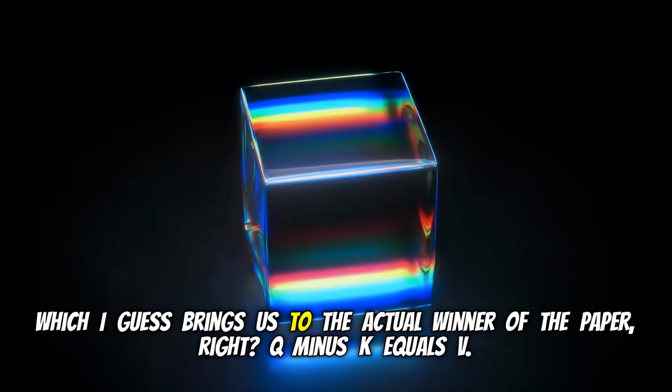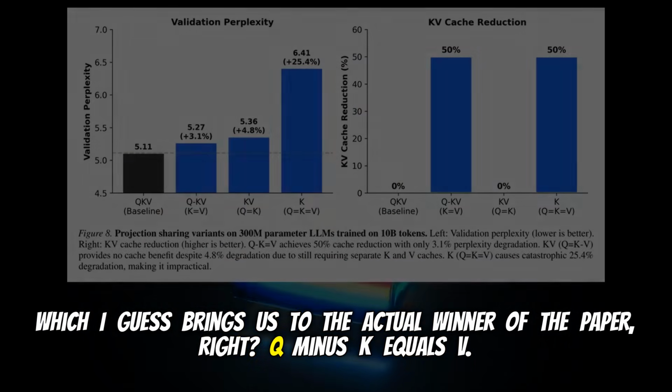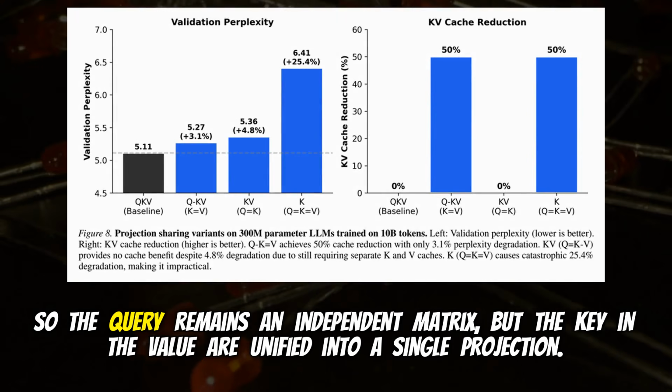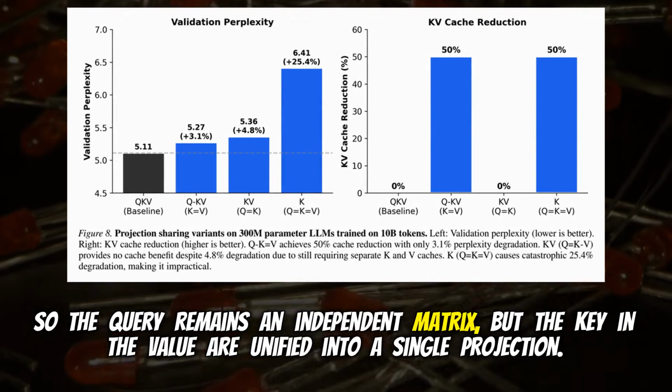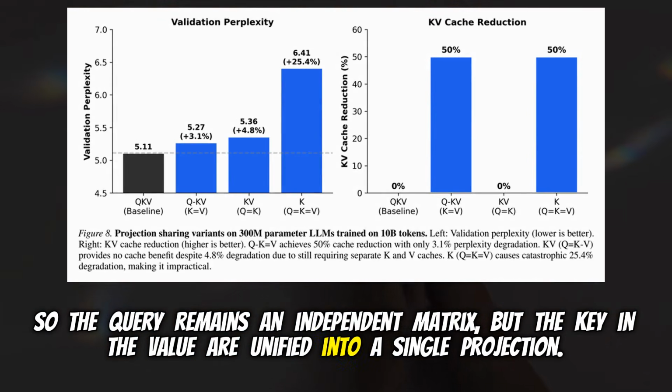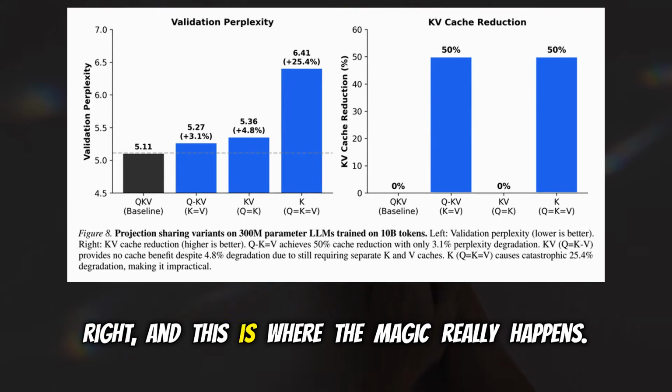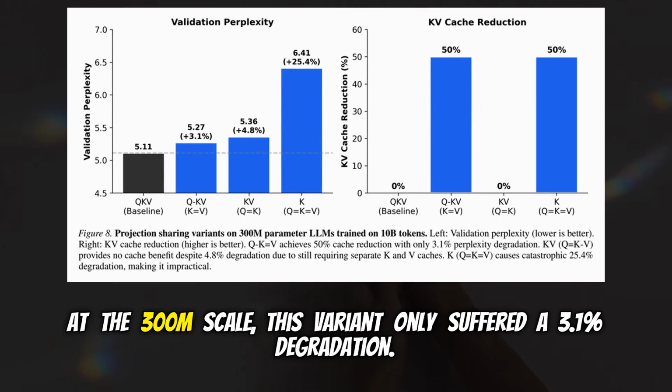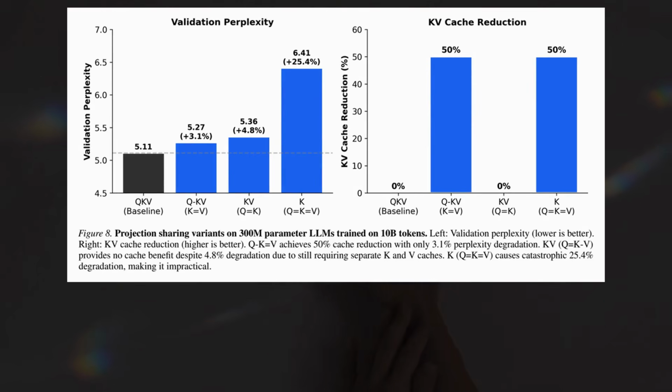Which I guess brings us to the actual winner of the paper, right? Q minus K equals V. Yep. So the query remains an independent matrix, but the key and the value are unified into a single projection. Right. And this is where the magic really happens. At the 300M scale, this variant only suffered a 3.1% degradation. Okay, that's not bad.